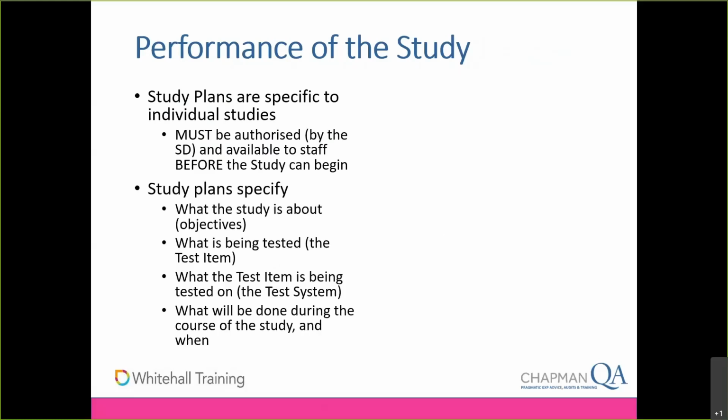GLP lays down a whole list of things that have to be in the study plan. We need clear objectives. Why are we doing this study? What do we hope to achieve? What are we testing? What are we testing it on? And the various experimental steps and processes that are being planned through the conduct of the study need to be mapped out in the study plan. Some people will still call study plans protocols. That was the original GLP language, but that's largely been superseded by the term study plan these days.